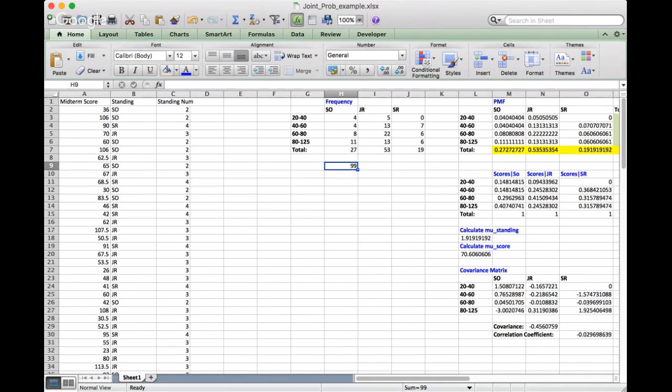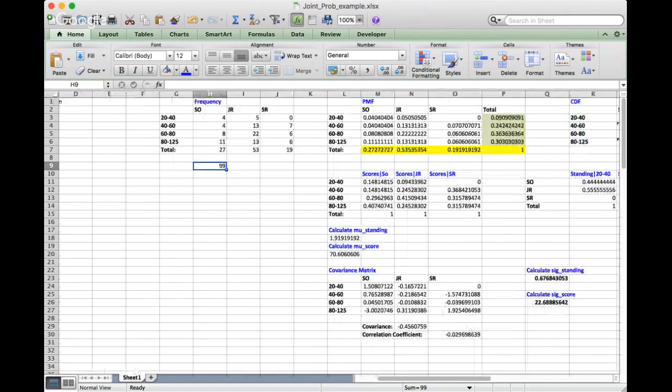It's a good start, but we want a probability mass function for this problem. That means we're going to have to convert those frequencies, that is, how many people were in each of these cells, into a probability or percent. The way we do that is we divide each of these cells by the total number of students, which is 99. I've done that here to create the probability mass function, indicated by the highlighted blue box right here. So these numbers now are essentially probabilities.